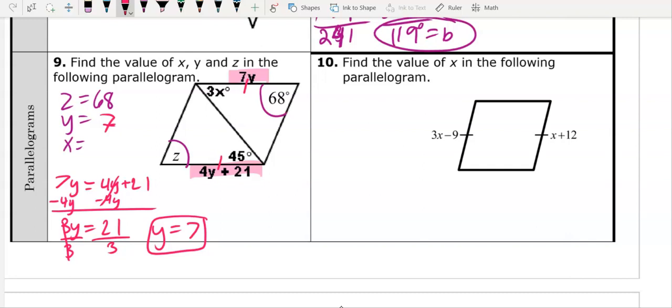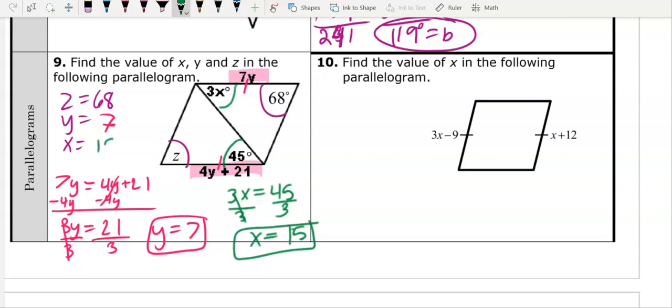Now for x. It says here that this angle is 3x and this angle is 45. Looking at your foldable, what do we know about the two opposite angles in a parallelogram? The opposite angles are congruent. So we can say 3x equals 45 and solve for x. So x equals 15.